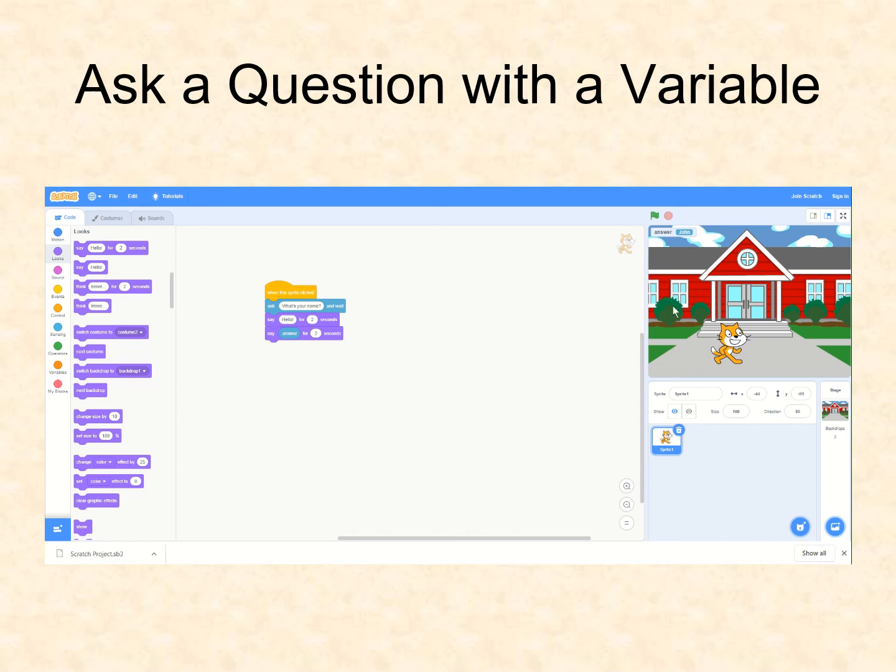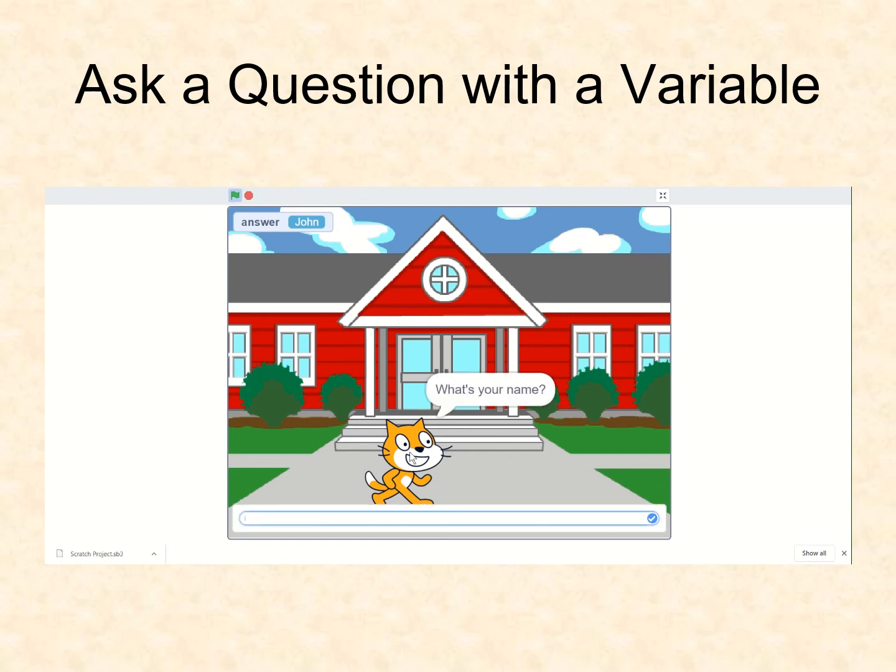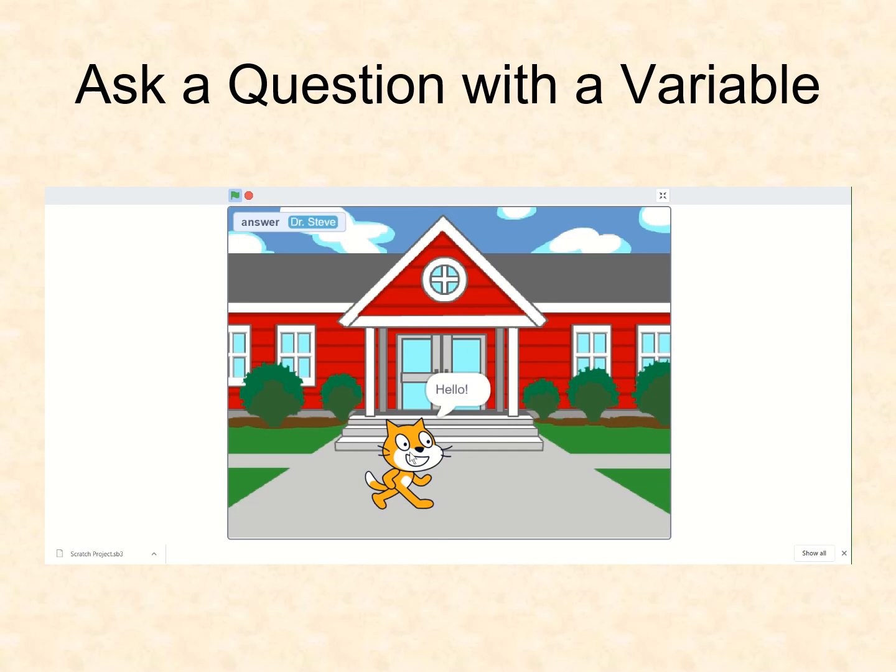When the sprite is clicked, and notice up in the upper left, I can now see temporarily what's going on here. Let me pull this up to the full screen. You can realize this is temporary in the upper left. What's your name? I type my name, I hit that check mark or hit enter. Hello for 2 seconds, and then the name of the student for 2 seconds, and then the coding is finished.